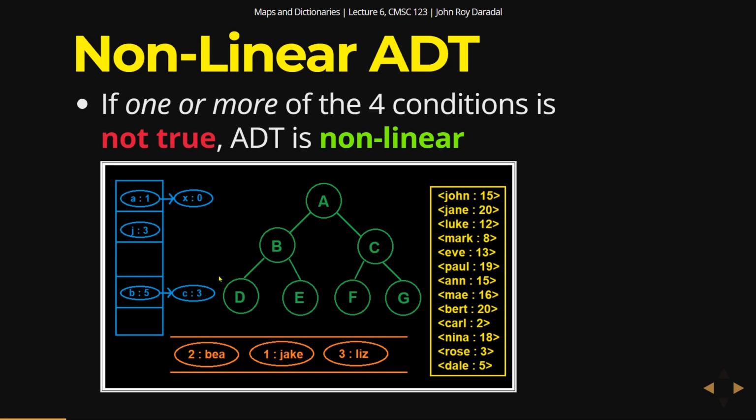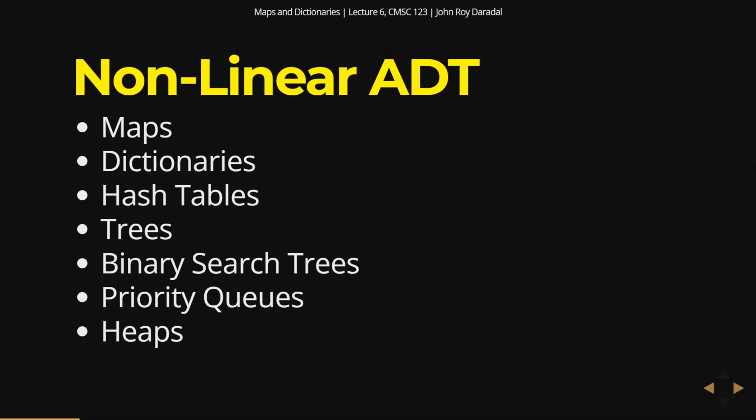Okay, so we'll learn more about this as we go on with the course, but for now, just know that if one of the 4 conditions is not met, then the ADT is non-linear. So this is the list of all the non-linear ADTs that we will learn in ComSci 123. So in today's video, we'll focus on maps and dictionaries, and then in the next videos, we will learn about hash tables, trees, binary search trees, priority queues, and heaps.